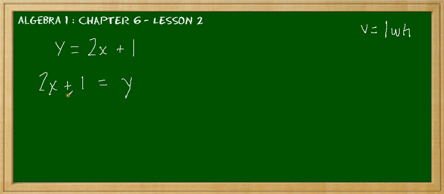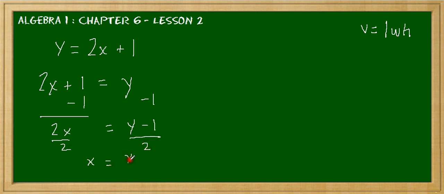Now we're going to just follow the things that we know. We subtract 1 from each side of this equation, and that will give us the x isolated with its coefficient, 2x, and we'll have y minus 1. Now we're going to divide each side by 2, and when we divide each side by 2, we'll have x all by itself. x is equal to (y minus 1) divided by 2.